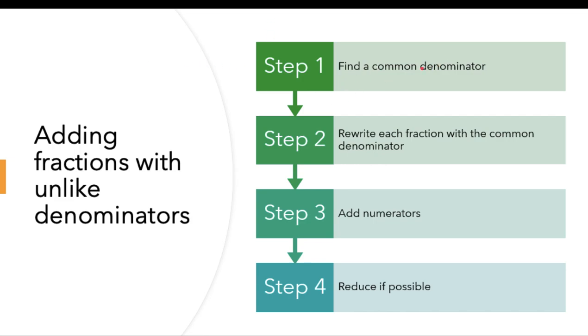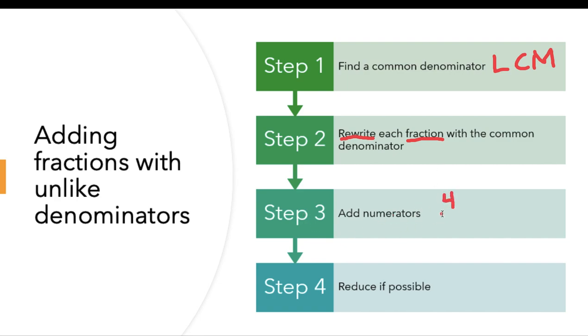Step 1 is to find a common denominator. We can find a common denominator using the least common multiple, or LCM for short. Step 2 is to rewrite each fraction with the common denominator. So we have to rewrite the fraction. Step 3 is to add the numerators.